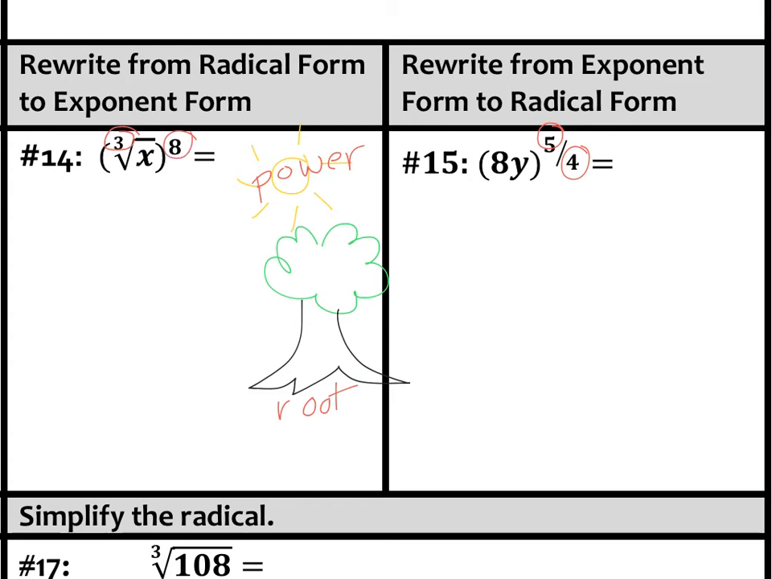Okay, so we're going to be swapping these two forms with each other. So 14, we're going to keep the x that is inside of the radical, and we're going to give that x an exponent. We said 8 was the power. Power goes on top like the sun, and the root is the 3. 3 goes underneath the ground, so it's the bottom of the fraction, and that's our answer. So this one should be really quick.